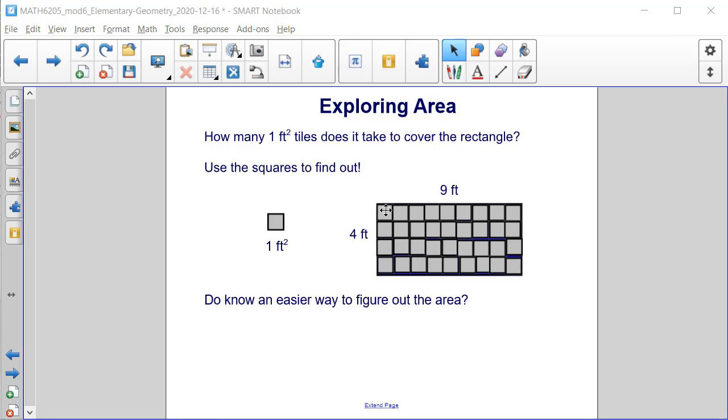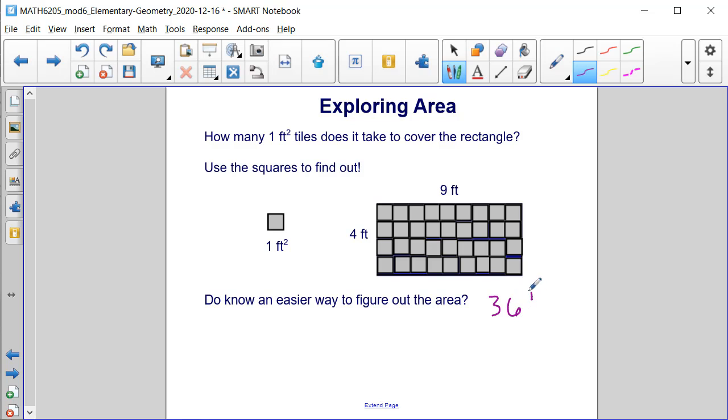So we can see that we filled in 9 boxes going across and 4 going down, and each one represents 1 square foot. So this ends up being, we had 9, 18, 27, 36. 36 square feet represents the area of this rectangle. Can you figure out an easier way to calculate this area?